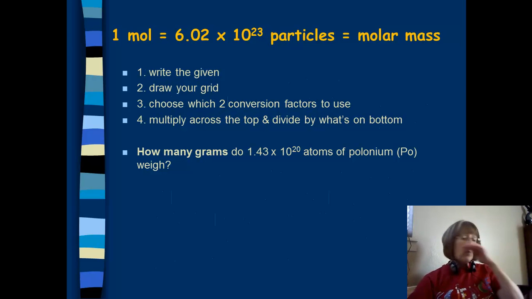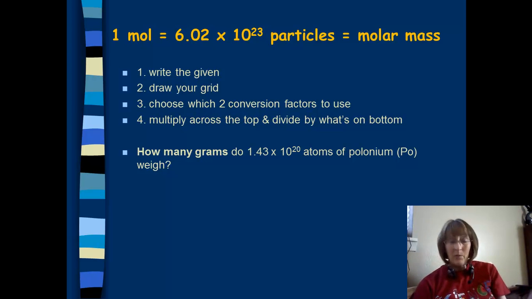Okay, so on all of these conversions, moles, molecules to grams, and vice versa, you have 4 basic steps. Some teachers will give you more, some less, but these are the 4 basic steps that make sense to me. Number 1, write the given. You're going to read the problem, obviously, and they have to give you some piece of information, some number. So you write the given. Number 2, draw your grid. That's the little dimensional analysis grid. Some people call it a T-chart.